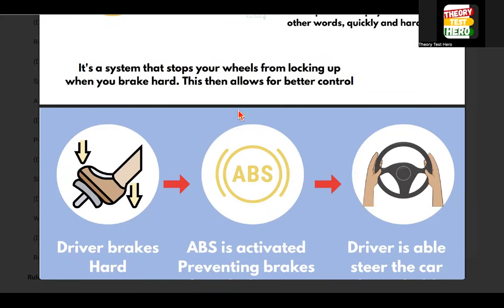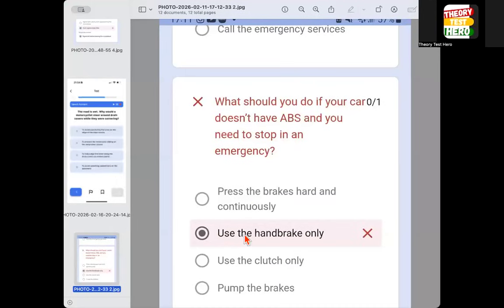So that's why the answer for that question would be to pump your brakes only if your car doesn't have ABS. Yeah. ABS is anti-lock braking system. So it stops the wheels from locking up.